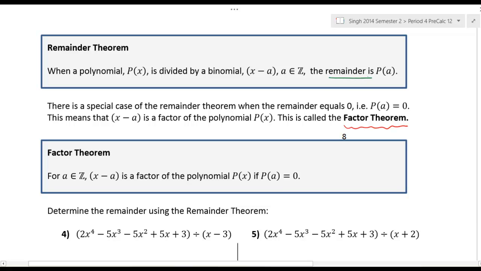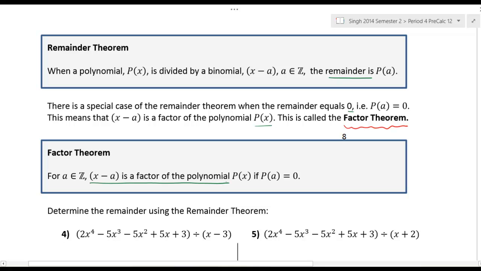Also, a special case of the statement is when that remainder ends up equaling 0. And that's where we know that x minus a is actually a factor of the polynomial p of x. And we give this a special name, we call it the factor theorem. So the remainder theorem says when you plug the a value into the polynomial, what you're going to get is the remainder. And the factor theorem says when that remainder happens to be 0, then that means x minus a is a factor of the polynomial p of x.